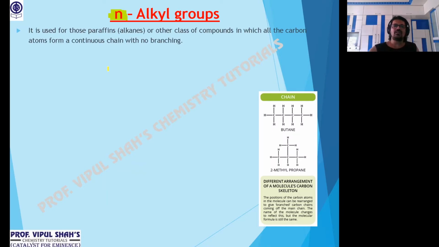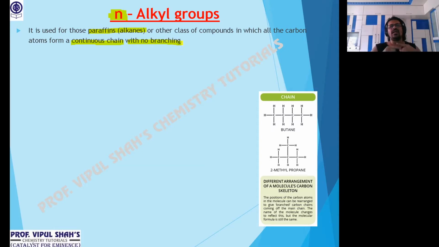N-alkyl groups are those paraffins. I hope everybody knows alkanes, we call them paraffins. Why? Paraffin comes from the Latin words parum and affinis. Parum means little, affinis means affinity. Alkanes have low chemical reactivity or low chemical affinity. Why? All four valencies are satisfied by single covalent bonds, a sigma bond. As all four are satisfied by single covalent sigma bonds, we say they have low chemical reactivity, in which the carbon atoms form a continuous chain. Now, what's the meaning of this word continuous chain with no branching?